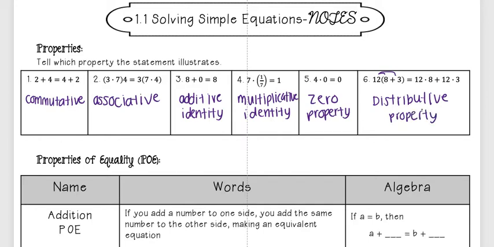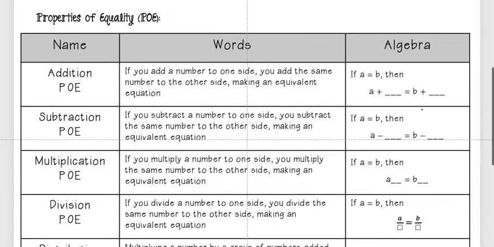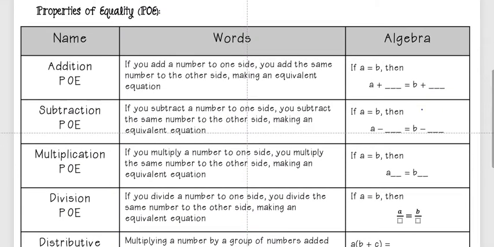Okay, now we're going to talk about some of our properties of equality. For addition, POE, which we'll just say instead of properties of equality to shorten it, basically says if you add a number to one side and you add the same number to the other side of the equation, it's going to be equivalent. So if A equals B, then A plus C is equal to B plus C. An example: if 3 equals 3, and I add 5 to both sides, I'll get 8 equals 8.